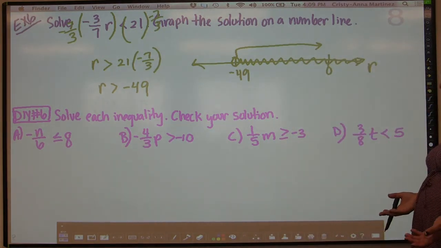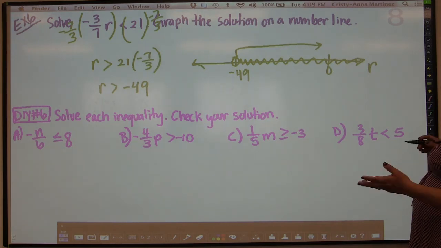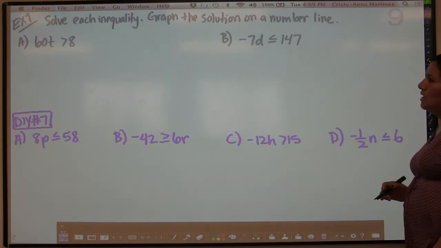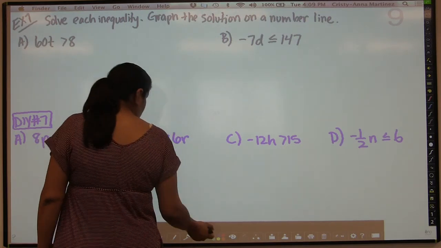So it's pretty much the same thing as solving an equation, but again, you have to be really careful to remember to switch the symbol whenever you multiply or divide by a negative number. So keep that in mind as you do these 4 examples. And then we have our last example. Yes, this is our last example. And we're doing the same thing, solving the inequality and graphing the solution on a number line.